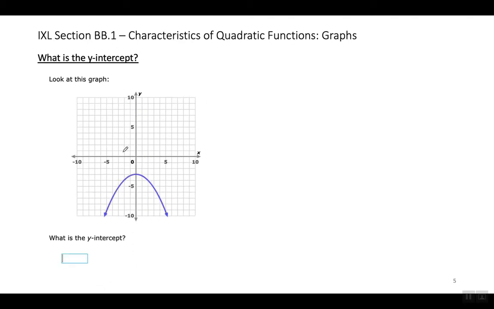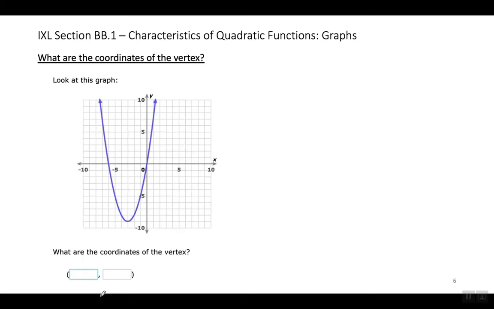And then over here, what is the y-intercept? The y-intercept is where the line crosses the y-axis. So here it would be -3. All right, that should be no problem at all because we've done that plenty of times this year. All right, let's move on to the next category.